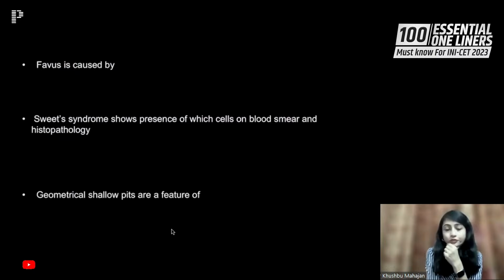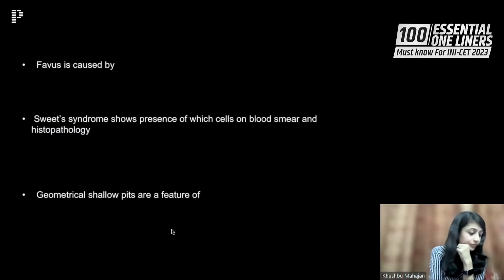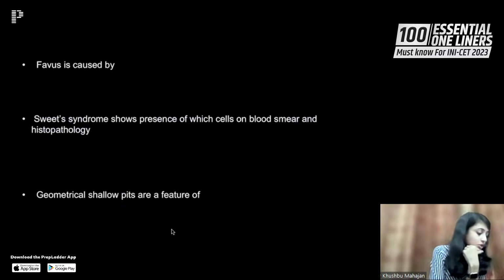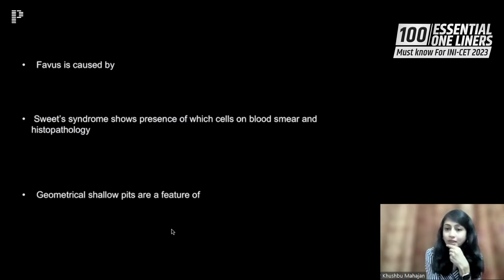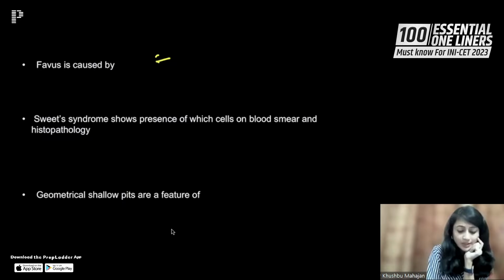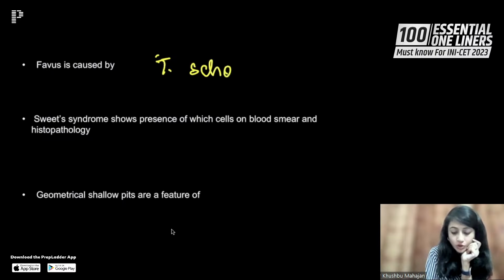Last 3 questions for you. These are the last 3 questions for today. Favus is caused by... Inverted saucer appearance, yes. If I had given that, you could have said BL. Pseudopodia, BT. Satellite lesions, BT. Geographical lesions, map-like configurations, BB. Favus is caused by, easy one, Trichophyton schoenleinii.